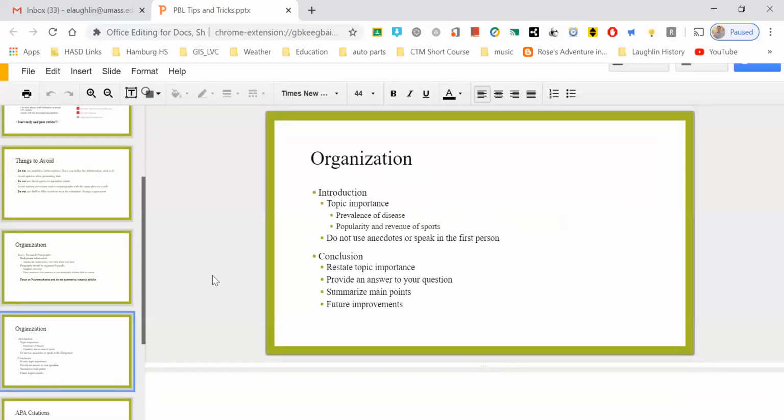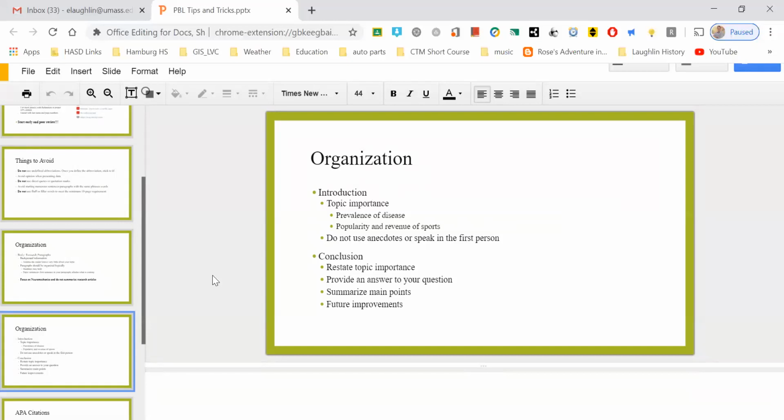Like I said before, a scientific paper is written in third-person point of view, so don't use anecdotes. I know that a lot of you chose topics that are very important to you and very meaningful to you, and that's amazing, that's fantastic. But an anecdote shouldn't be included in a scientific paper. So you don't need to say why you chose your topic, just talk about why it's important.